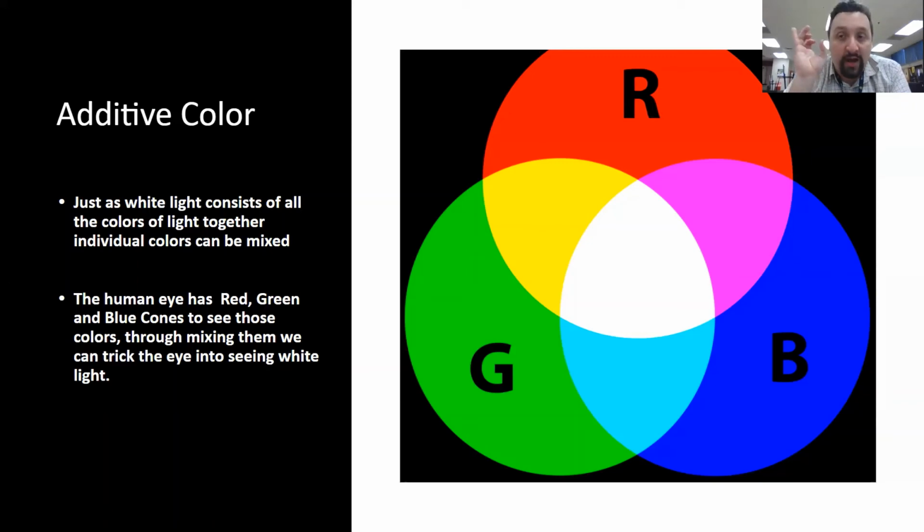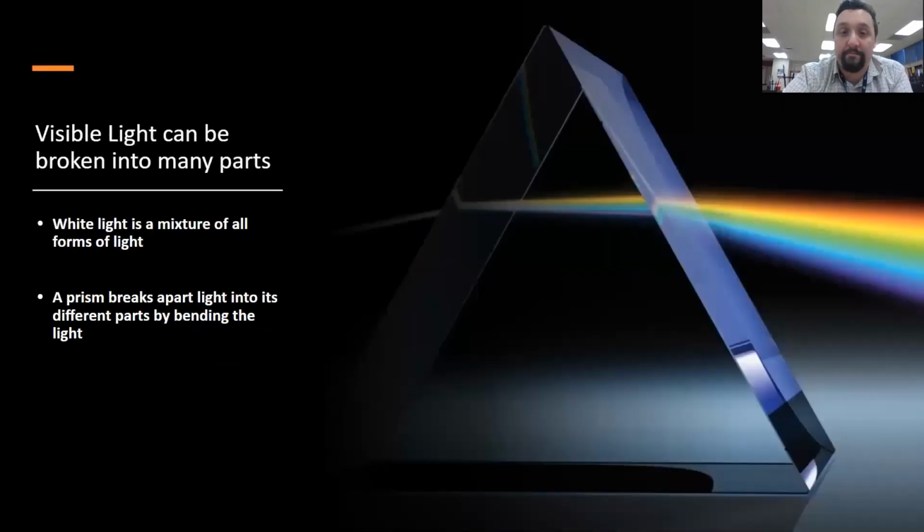That's also why red-green, red-blue, or blue-green are the types of color blindness we have, because we have little defects in those types of cells.